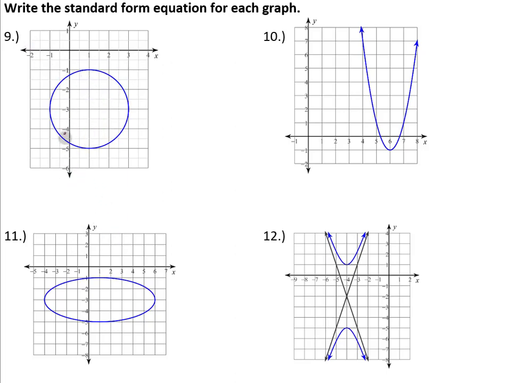So let's go ahead and write our standard form. Okay, so you might note or remember from a circle that we really just need 3 values. We need h and k, which are the coordinates of the center, and the length of the radius, which needs to be squared in our formula.